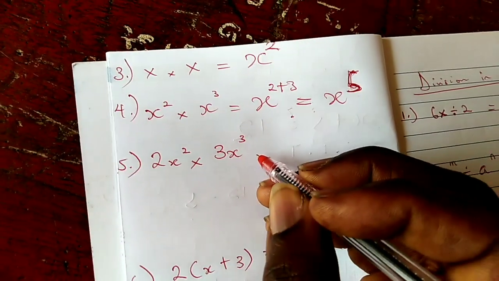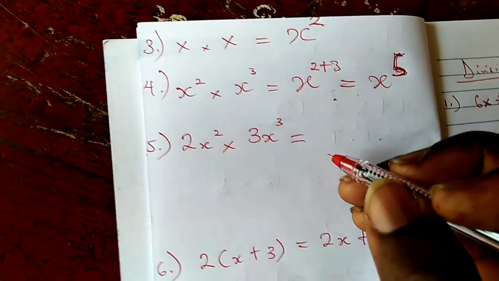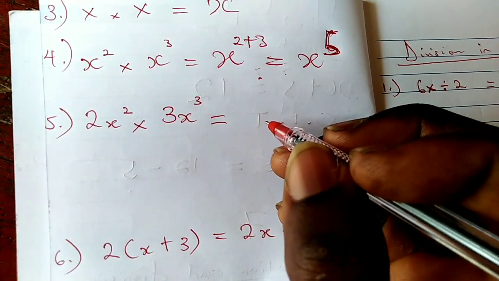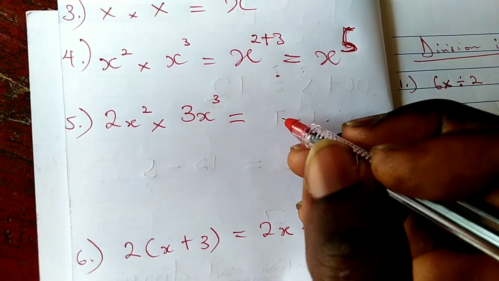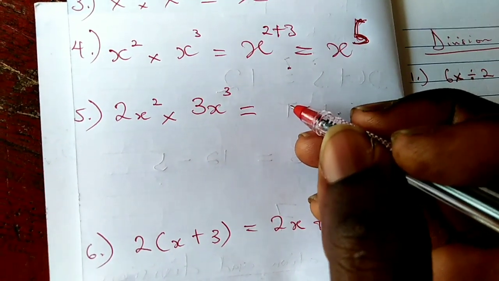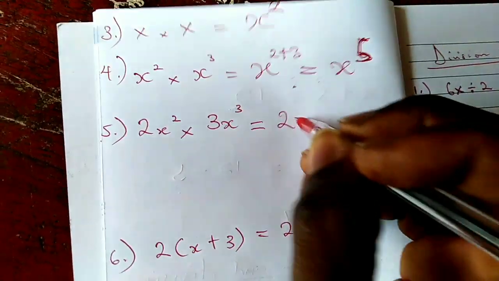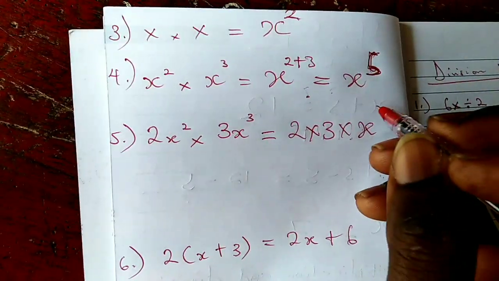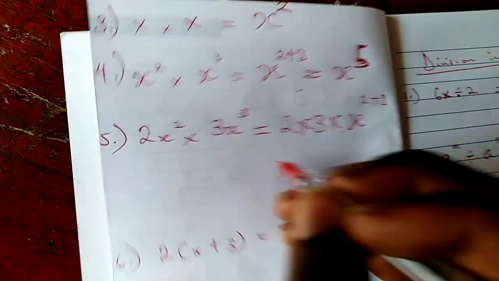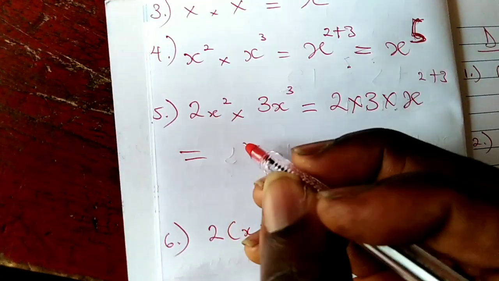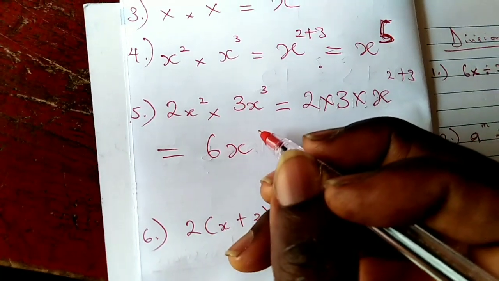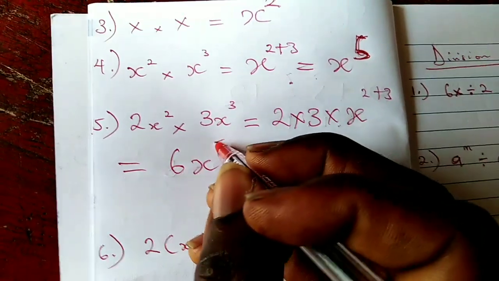Look at this other one. We have 2x squared times 3x cubed. So this is how we go about it, just the same process. But this time around it will be 2 times 3 times x raised to the power of 2 plus 3. So that will give us 2 times 3 is 6. We have x raised to the power of 2 plus 3. That will give us 5.